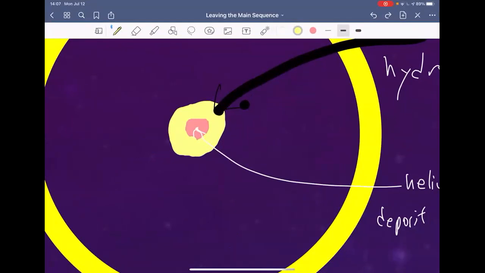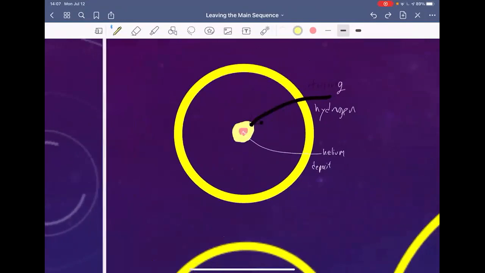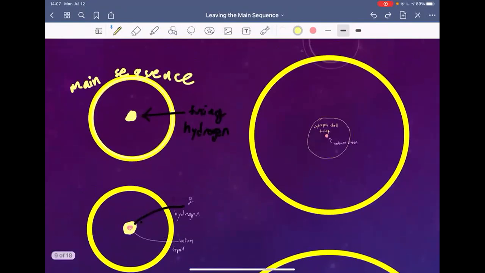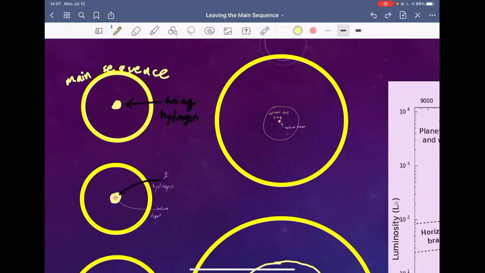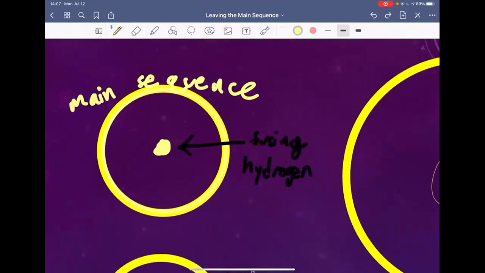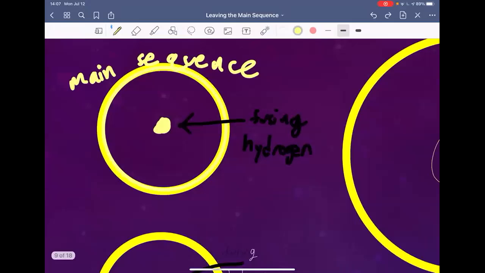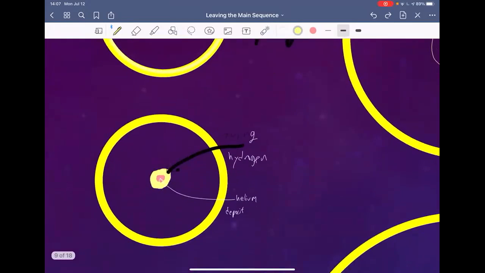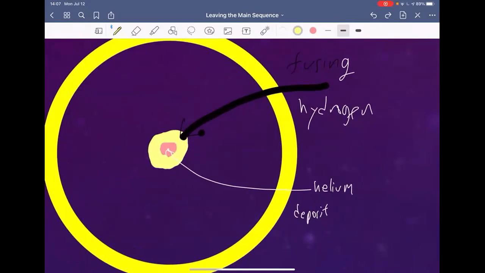All right, hey guys, we're going through the next phases after what happens in the main sequence. So we're talking about how this is a normal main sequence star and how it's fusing hydrogen inside its core. It's doing well, and it's depositing all of its helium in the center of the core.